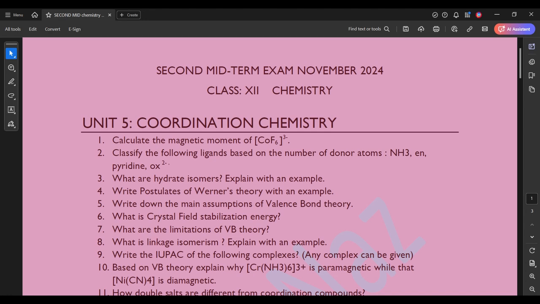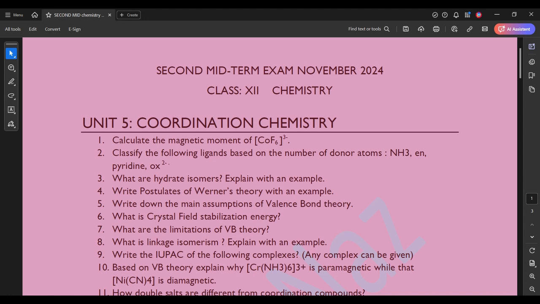The second question is: classify the following ligands based on the number of donor atoms. This question has been asked several times in different question papers. It is asked in 2 marks as well as in 3 marks. Here ammonia, ethylene diamine, pyridine and oxalate, these four ligands are given and they are asking to classify the ligands. And this question is a book back question.